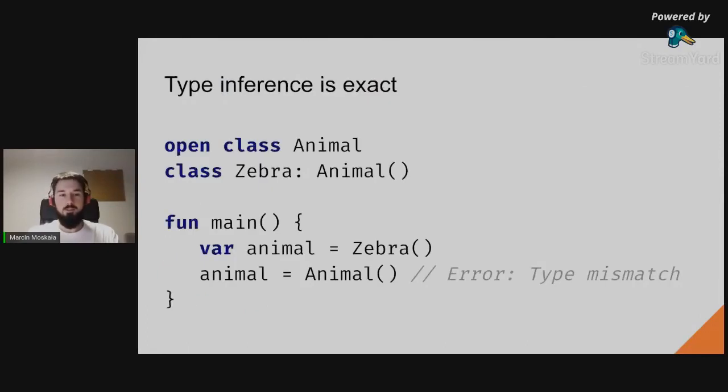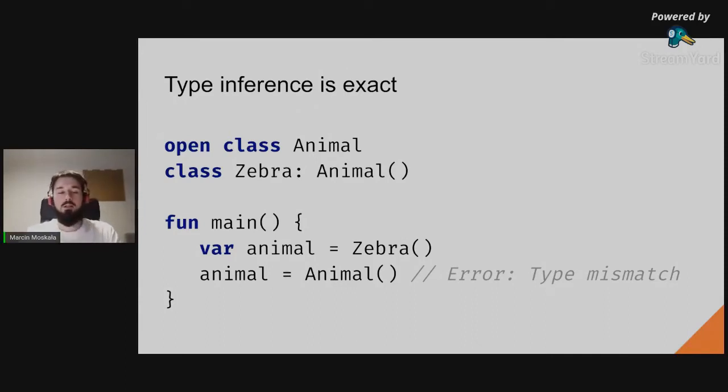Another common problem with typing is that type inference is exact. So if you make a class Animal, and you have a class Zebra that is a child of Animal, if you set a variable to a Zebra and then try to change it to an Animal, then you have a type mismatch.